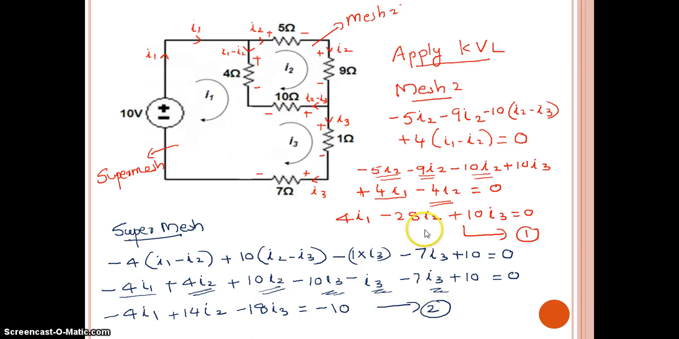Now we have only two equations, but how many unknowns are here? I1, I2 and I3, three unknowns are here. If you want to solve this, then you should get one more equation. From where will we get that one more equation? We will get it from the current source present. Now I'll show how to write the third equation.